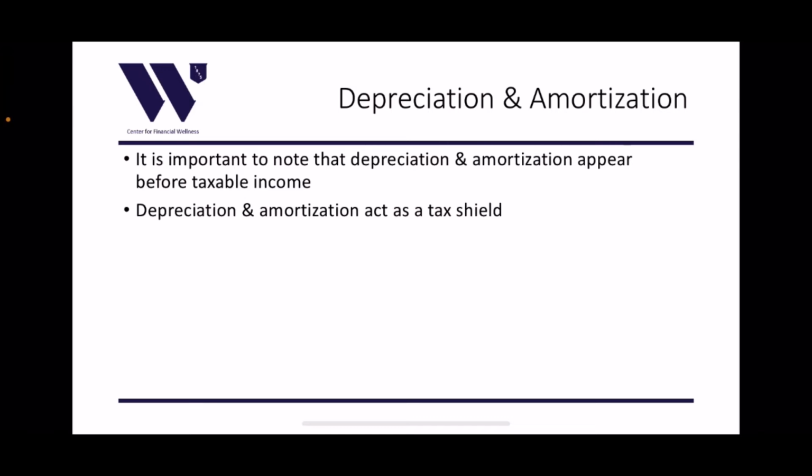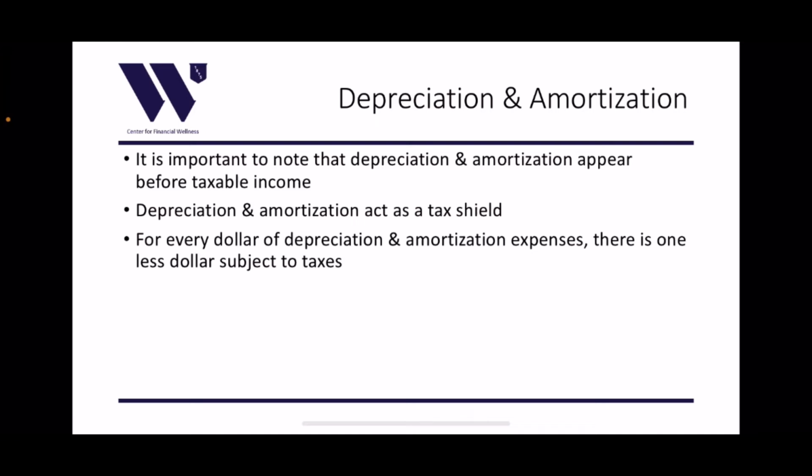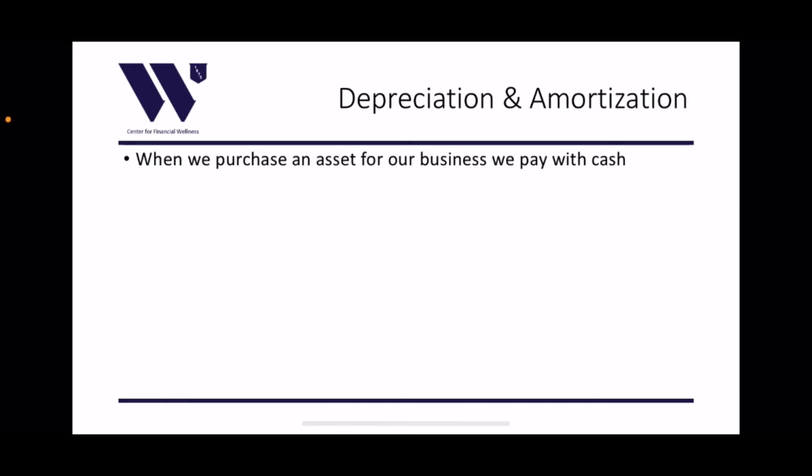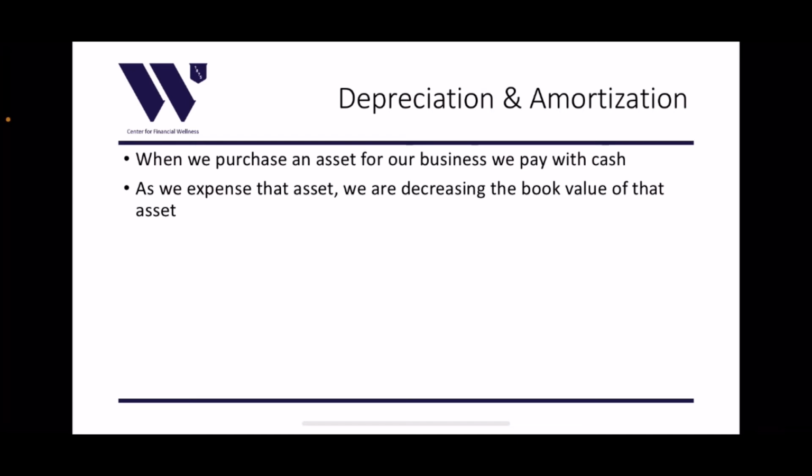So what this really gets at is that depreciation and amortization act as a tax shield. For every dollar of depreciation or amortization expense that we take out, there's one less dollar that's subject to taxes for our company. Why might this be important? When we purchase an asset, we do that with cash. We purchase that equipment, we pay with cash, and then we expense that asset, and we're really just decreasing the book value of that asset. But when we're making that expense, there's actually no change in cash from an accounting perspective. It's just an expense that we're putting on the books.